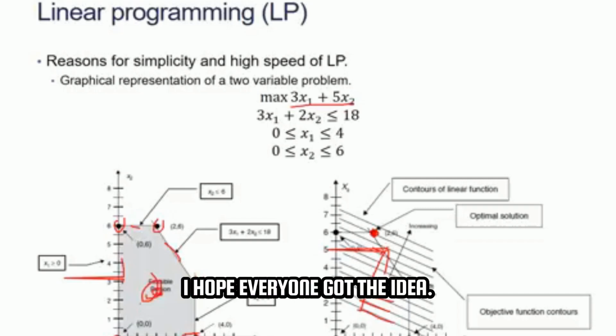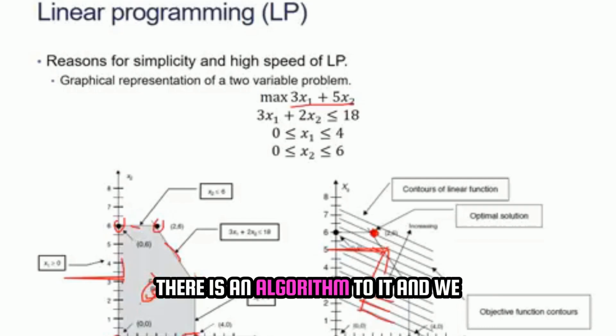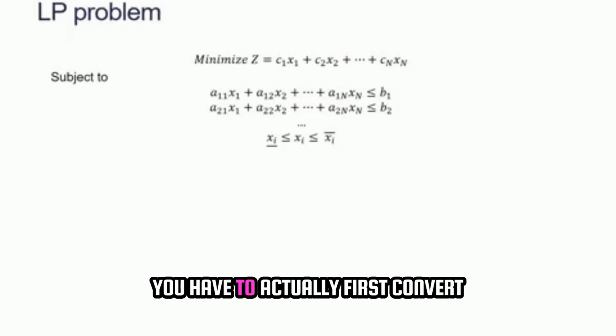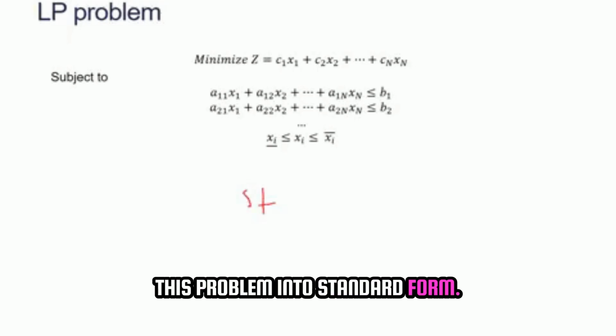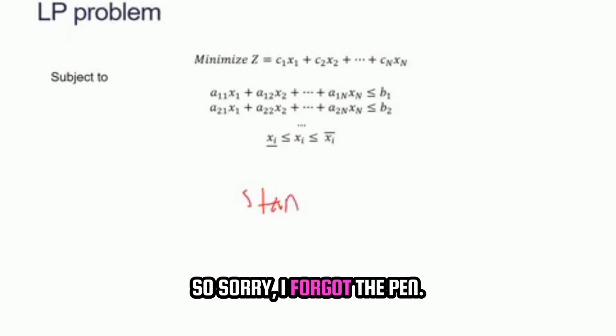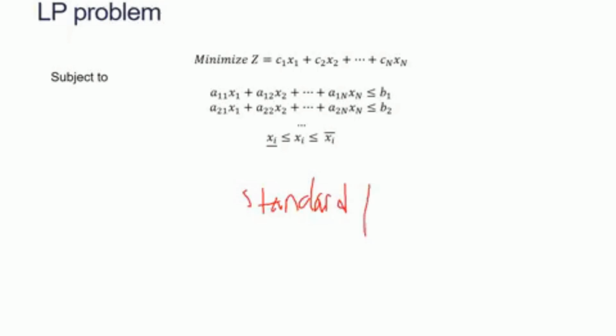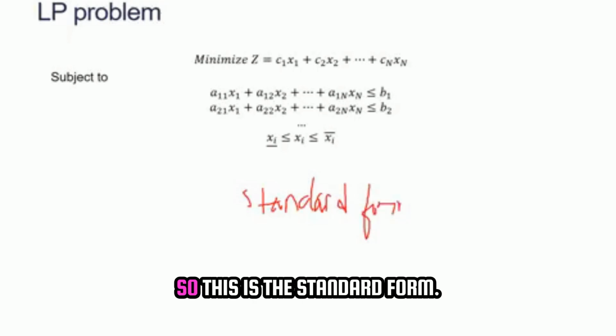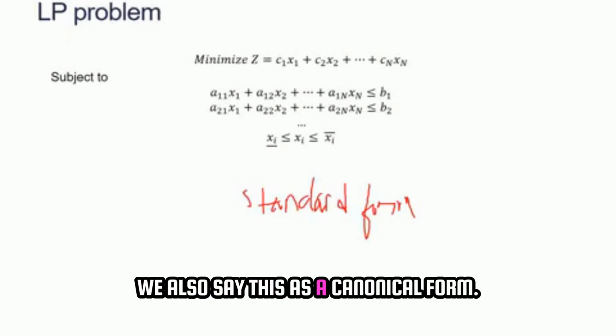Right. I hope everyone got the idea. We'll see how this is solved. There is an algorithm to it, and we'll see how it is solved. For an optimization problem, you first have to convert the problem into standard form. Sorry, I forgot the pen, so I'll just write it like this. So this is the standard form, and this standard form is also known as canonical form. We also say this as the canonical form.